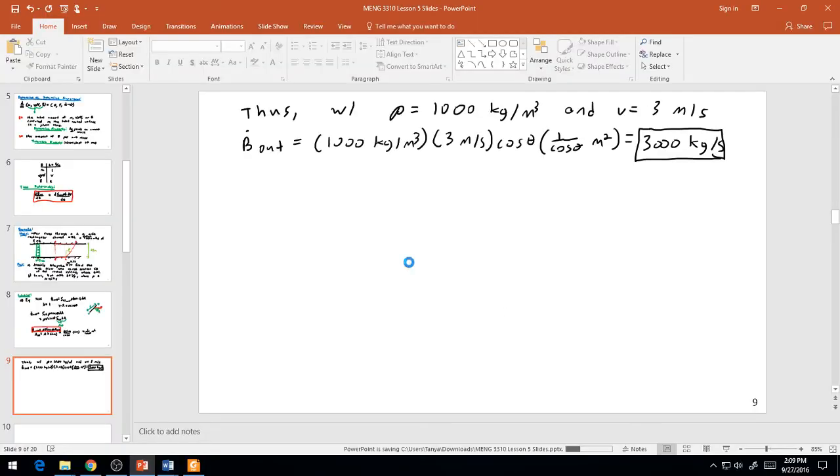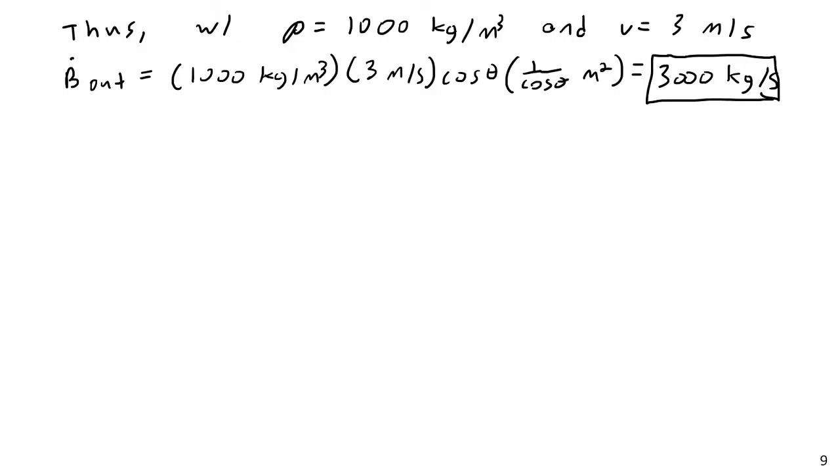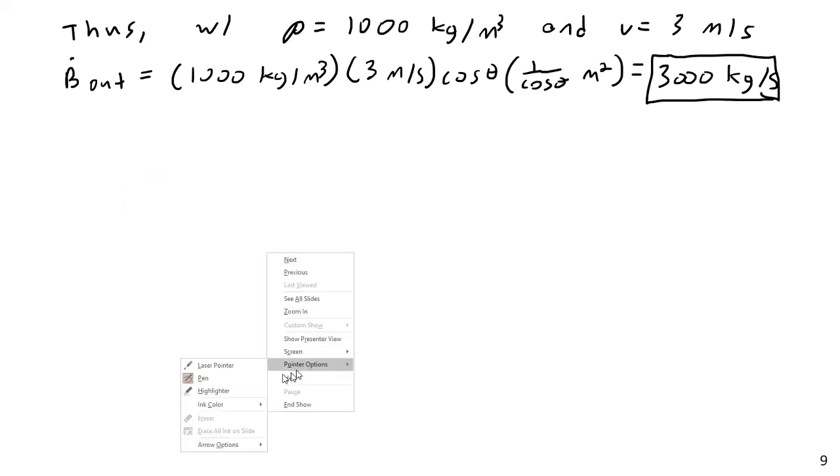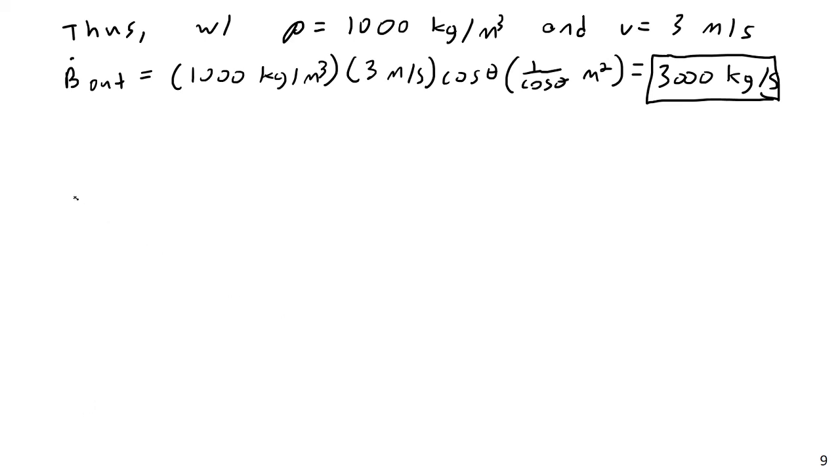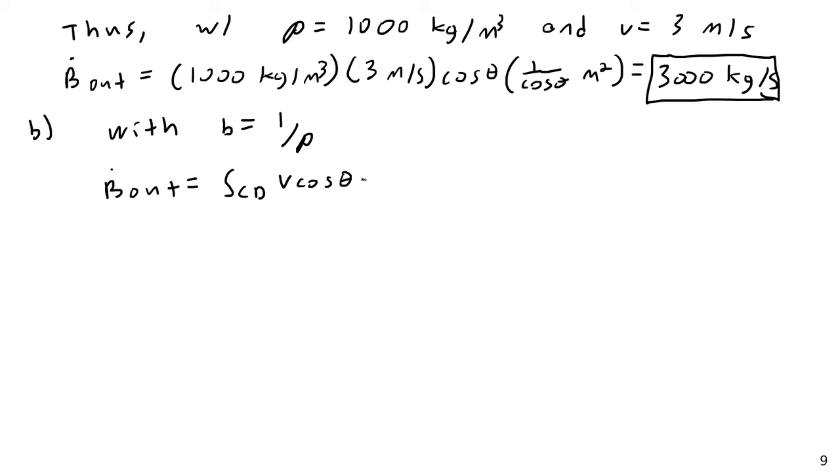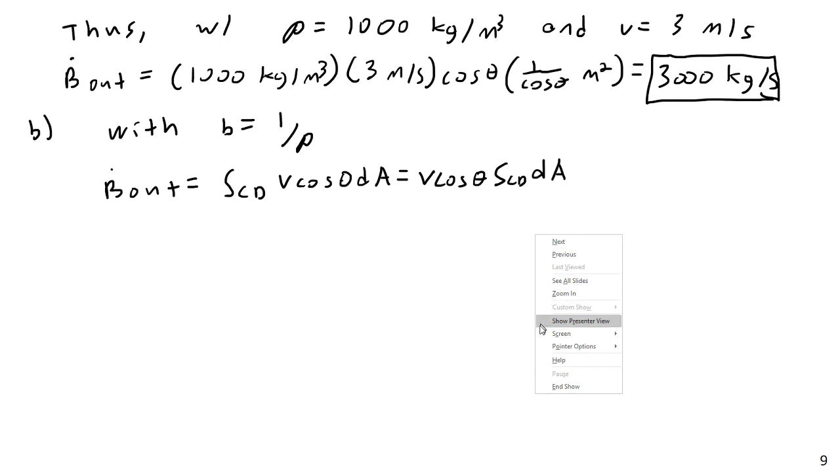So let me save this here. And then let's work on part B. So then B, if I let lowercase b, our intensive property, be equal to 1 over rho, I will get that B dot out is equal to the integral across line CD of V cosine theta dA, which comes to V cosine theta times the surface integral over CD of dA, and this is just going to be equal to area CD.